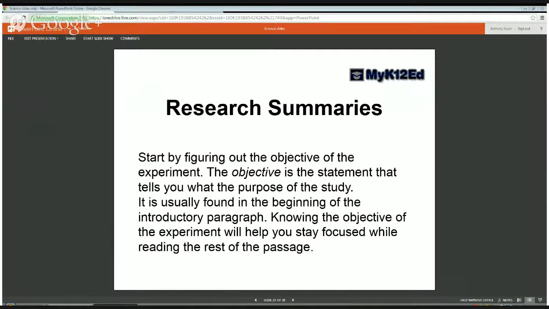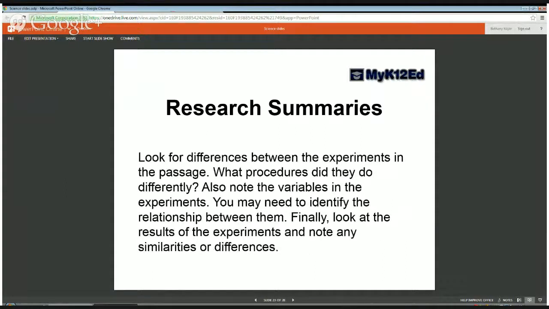So that's just kind of a good overview, just like all the introductions for all the passages that you read in the ACT. It kind of just gives you an idea of what to look out for. So it's good to read that, kind of have that in your mind. Look for differences between the experiments in the passage. What procedures did they do differently? Also note the variables in the experiments. You may need to identify the relationship between them. And then finally look at the results of the experiments and note any similarities or differences.